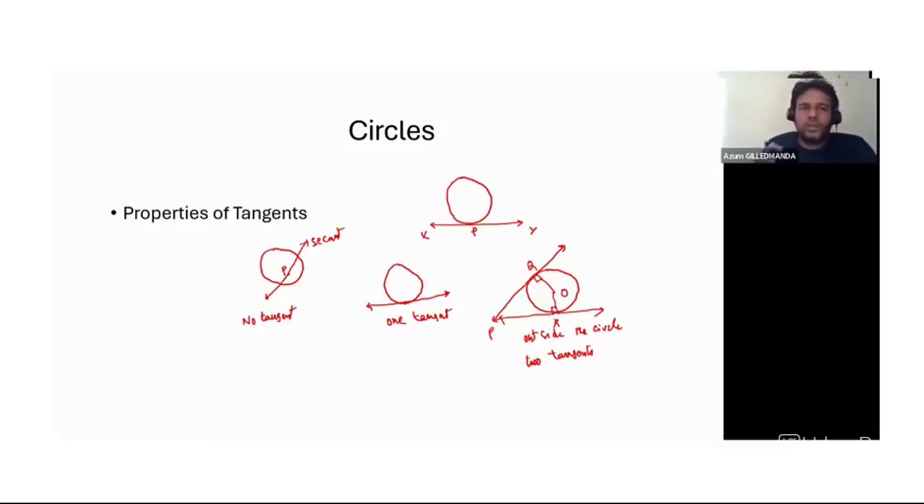So the properties of tangents are: inside the circle, no tangents. On the circle, from a point, we can draw one tangent. Outside of the circle, if we have a point, we can draw two tangents. And that tangent touches the circle at one point. And that point and the center of the circle will make 90 degrees.